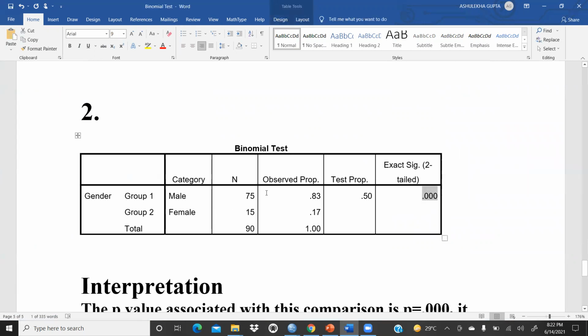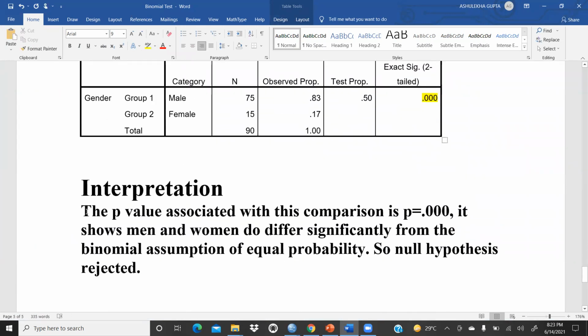You can see just by looking that there is a huge difference in the male and female ratio. Males are 75, females are only 15, and this is also certified here. Significance value is 0.000, that is less than 0.05. So ultimately what we have to say: the p value associated with this comparison is p equal to 0.000. It shows men and women do differ significantly from the binomial assumptions of equal probability. So the null hypothesis is rejected and the alternate hypothesis will be accepted.